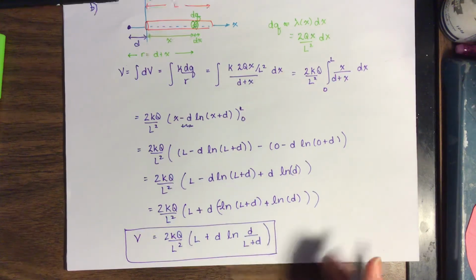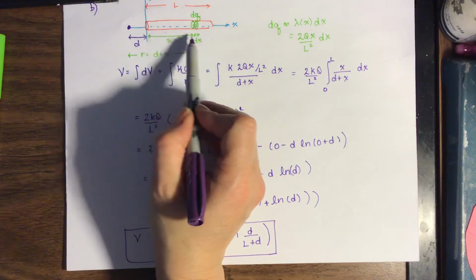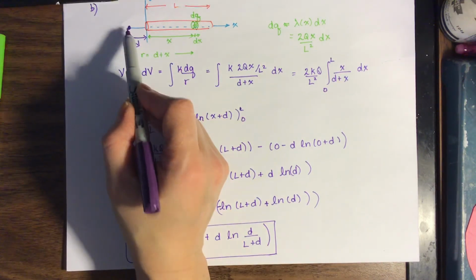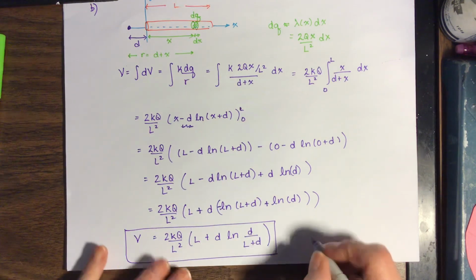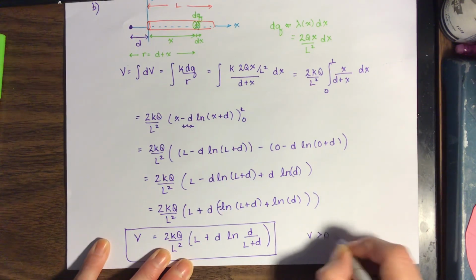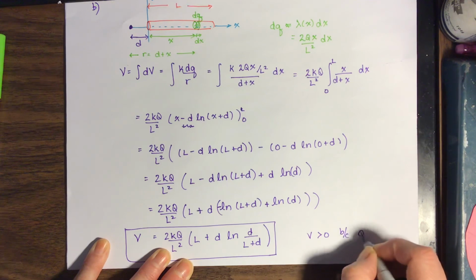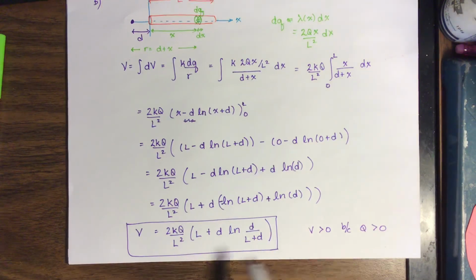And one thing we're going to know about this potential is because our rod is positively charged, this potential should be positive. Okay, and V is greater than 0 because Q is greater than 0. When I looked at this function, to be quite honest, I couldn't tell right off the bat that this was going to be a positive function, so I plotted it in a spreadsheet, and it is indeed always positive.